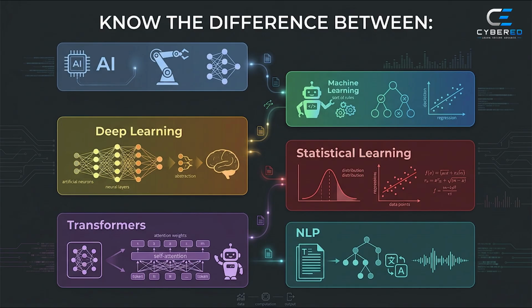For the exam, make sure you can distinguish between the core technologies. AI is the broadest field. Machine learning learns from data. Deep learning uses multi-layer neural networks. Statistical learning provides mathematical foundations. Transformers use self-attention, and NLP focuses on understanding and generating human language.